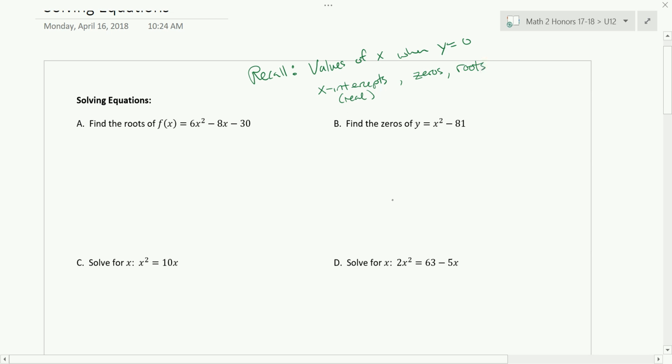And so our focus here is solving for x, and so part A, part B ask for finding the roots or finding the zeros, same thing. And so the idea is we need to set y equal to 0 on both of those to do this. And on A, it's written in a different notation. We call this function notation, but f of x represents your output or your y values. And so we'd set that equal to 0.